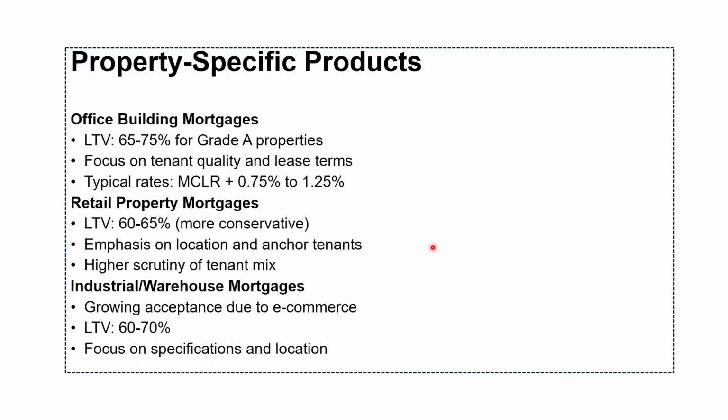Then we move on to property specific products. Here we are talking about whether we are going for office building mortgages, or retail property mortgages, or industrial warehouse mortgages. Now in office we have an LTV of 65 to 75% for grade A properties, which are the most premium in quality terms. Here the focus is basically on tenant quality and lease terms.